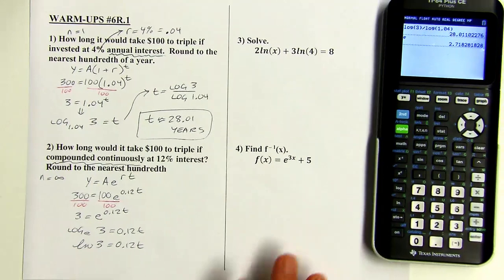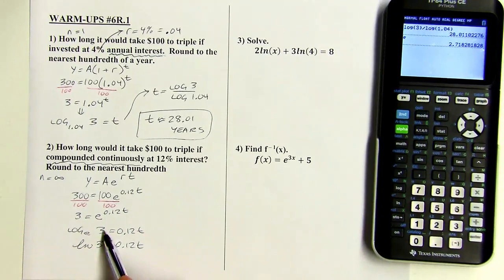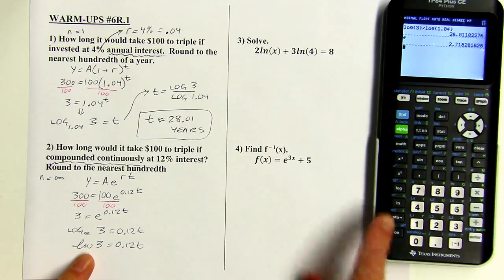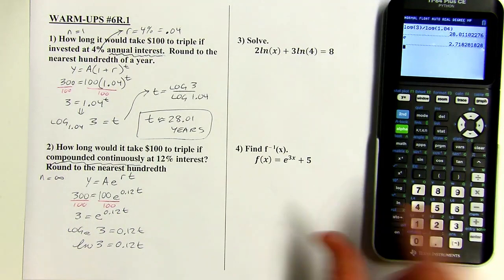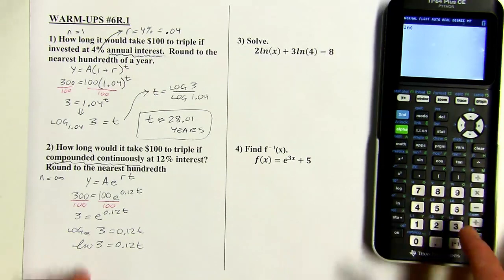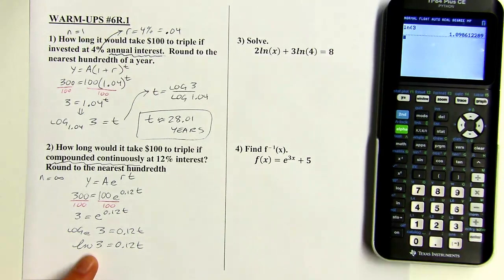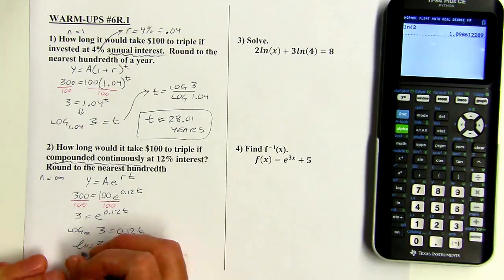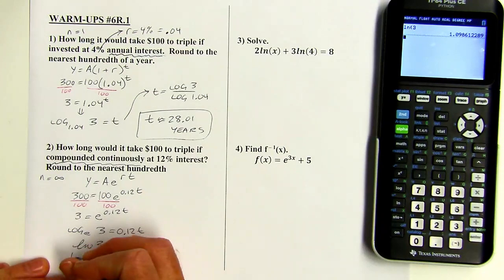Natural logs are also programmed into any scientific calculator, so that means we don't have to use change of base. You could do log of 3 over log of e, but I can just use this ln button, right? So ln, here, let me clear this out. Natural log of 3 is going to be about 1.0986.